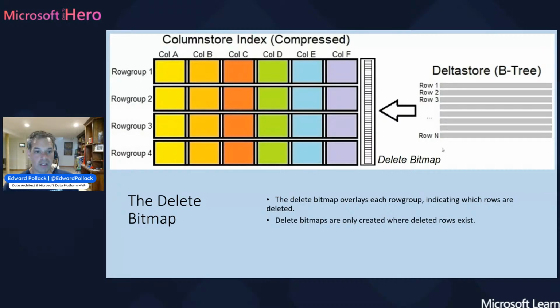And when no more deleted rows exist, the delete bitmap goes away. It's a really straightforward structure. It's simple. It's super fast. And again, it's built to avoid the need to keep decompressing and recompressing data, which is expensive. This is a wonderful way.